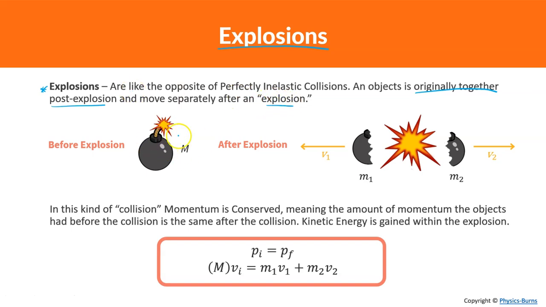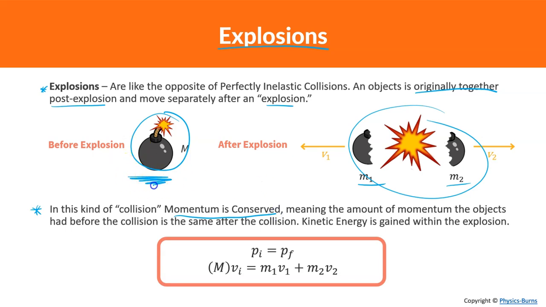Okay, so before an explosion, you could think of a bomb or grenade. It's all in one piece. After the explosion, it gets fragmented into different pieces. In this chapter, we're primarily just going to be talking about two pieces, maybe three pieces at one point, but for the most part, we're just going to be doing two. So in this kind of collision, momentum is conserved, meaning the same amount of momentum it has at the beginning is going to be the same amount it has at the end.